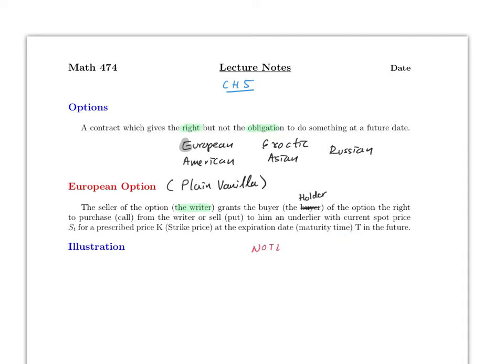Note, only the writer of the option has an obligation in this contract. The holder has the option to whether to buy or not to buy, or sell or not to sell, and therefore he has to pay a price for that, which will be called the price of the option. We will get into the pricing, I believe, in chapter 7.